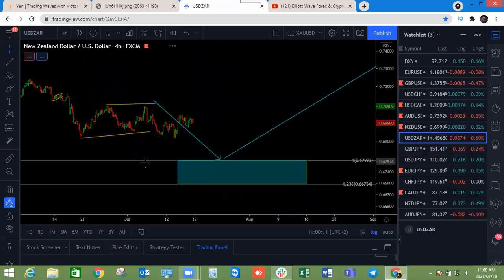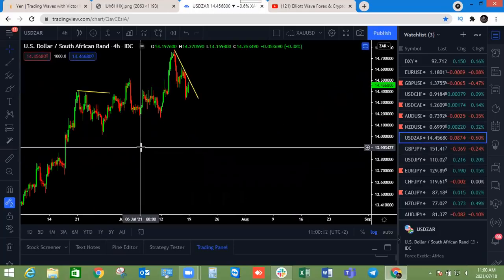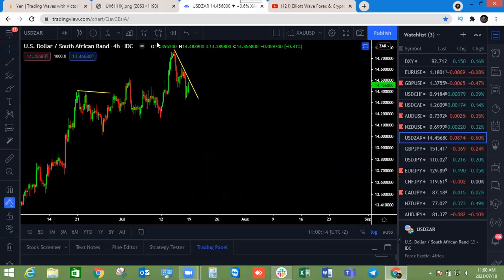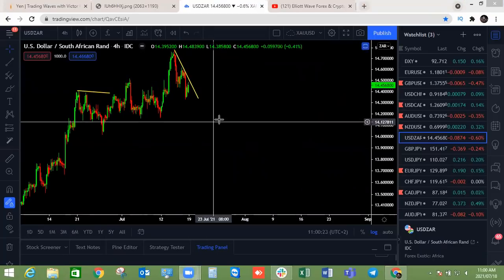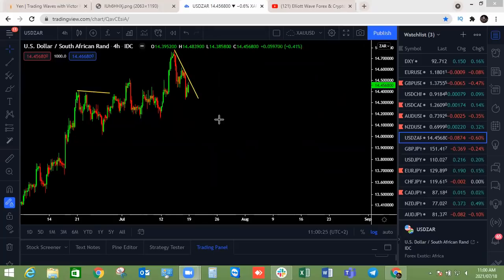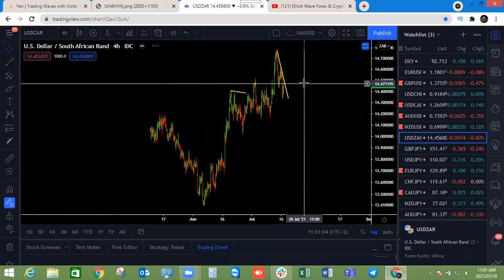All right, so US dollar ZAR, we know that US dollar ZAR is correlated to US dollar CAD. So US dollar ZAR is correlated to US dollar CAD. So we expect US dollar ZAR to continue to the upside after this 3-wave structure here. Okay, we'll expect this to bounce to the upside. All right, so that's what we have on US dollar ZAR.